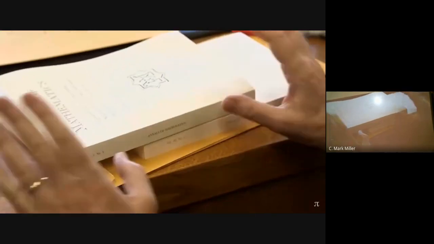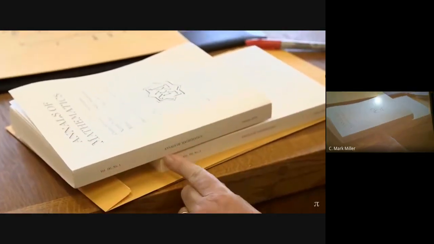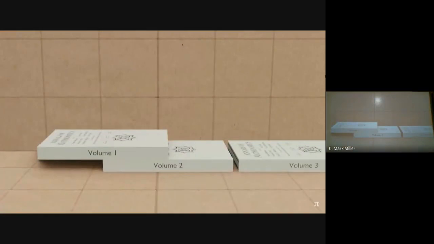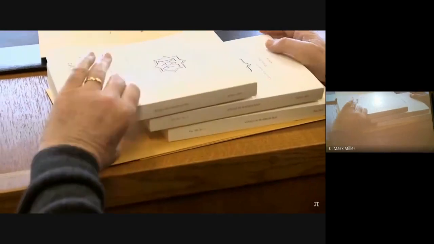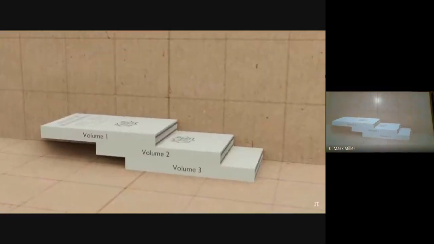Let's see if that works. I'm being a little conservative. The center of gravity of this guy is sitting over that guy, and so it does not collapse. Now let's take these two and put them very carefully on top of the third one, taking care that the center of gravity of this whole guy is above this issue of the Annals of Mathematics, and therefore, this looks precarious. Okay, there, it does not collapse.